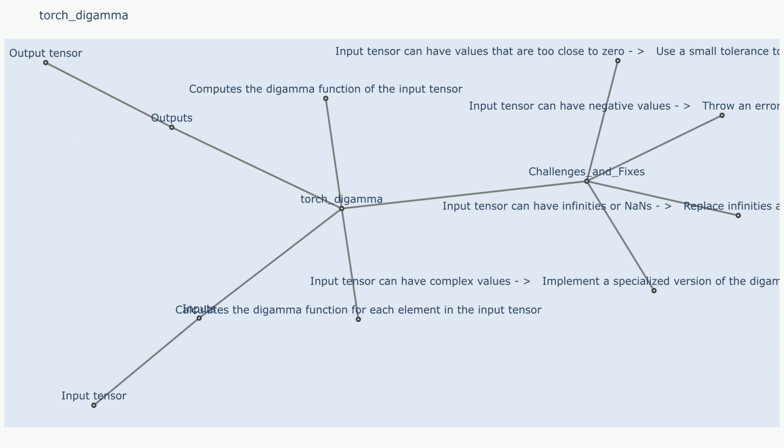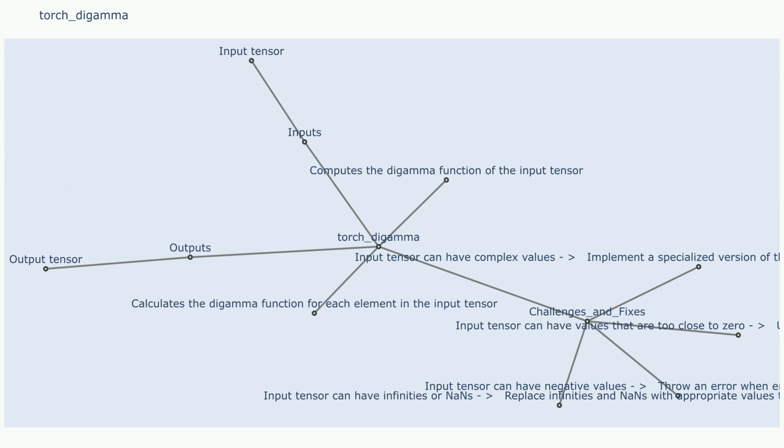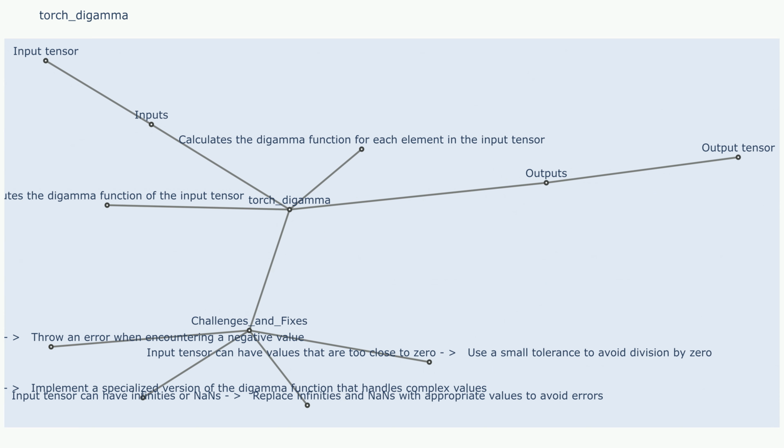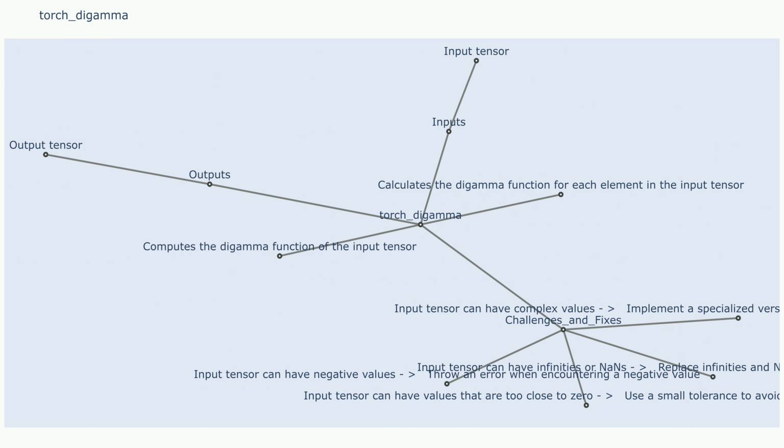Challenge 2: input values with high magnitude. Sample use case: calculating the digamma function for a tensor containing values with very high magnitude might lead to overflow errors or inaccurate results due to the limitations of numerical precision. Fixes: consider scaling the input values to a smaller range if possible. Use a stable numerical approximation method specifically designed for high magnitude inputs.